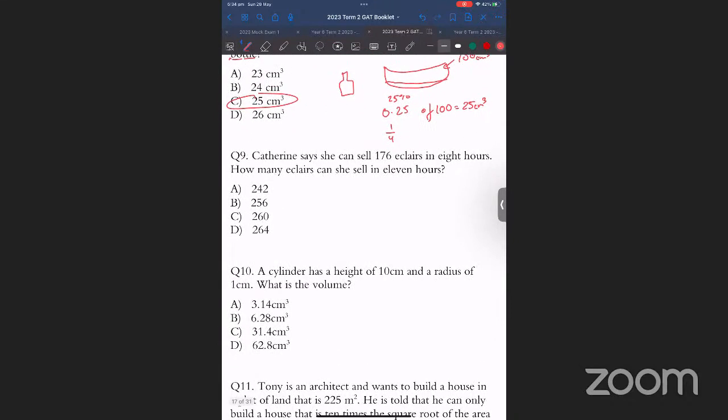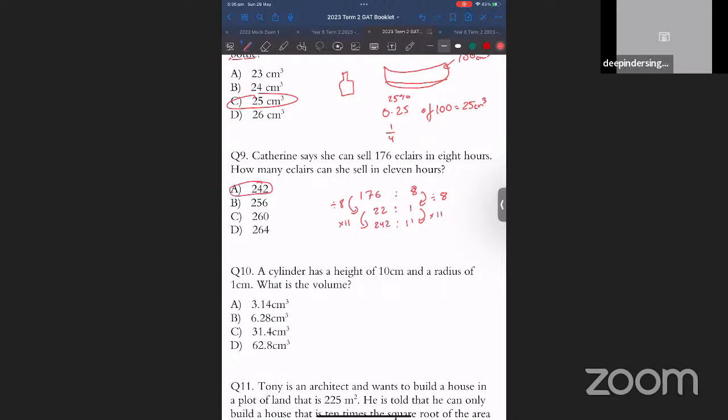Okay. Catherine says she can sell 176 eclairs in 8 hours. How many can she sell in 1 hour? Well, we divide this by 8. What's 176 divided by 8? Anyone know? 22. All right, 22. And then we multiply this side by 11, and then you multiply this side by 11. So what's 22 multiplied by 11? 242.